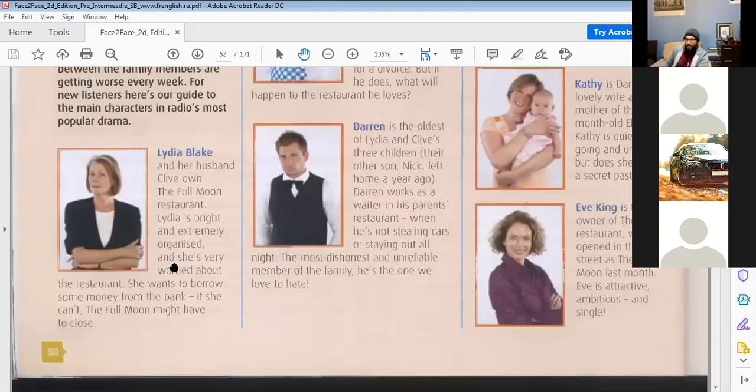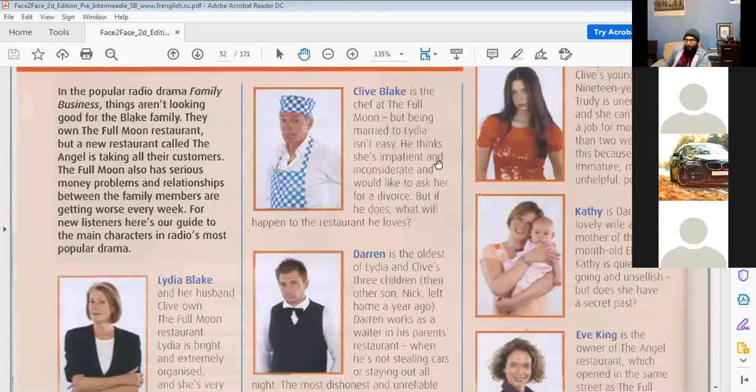Let's start with Lydia. If you can see any adjectives with a prefix, just let me know. Okay, so we don't have any here in Lydia. No. Let's take a look at Clive. Let's see if we have any adjectives with a prefix. We have two. Impatient and inconsiderate. Right. So this means impatient and inconsiderate. Correct. Okay, let's take a look at Darren.